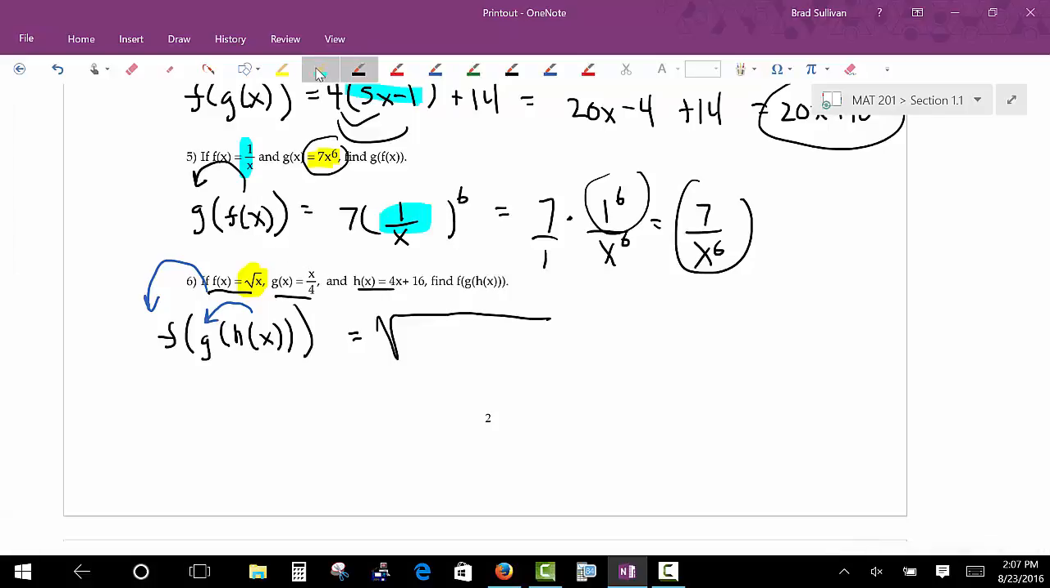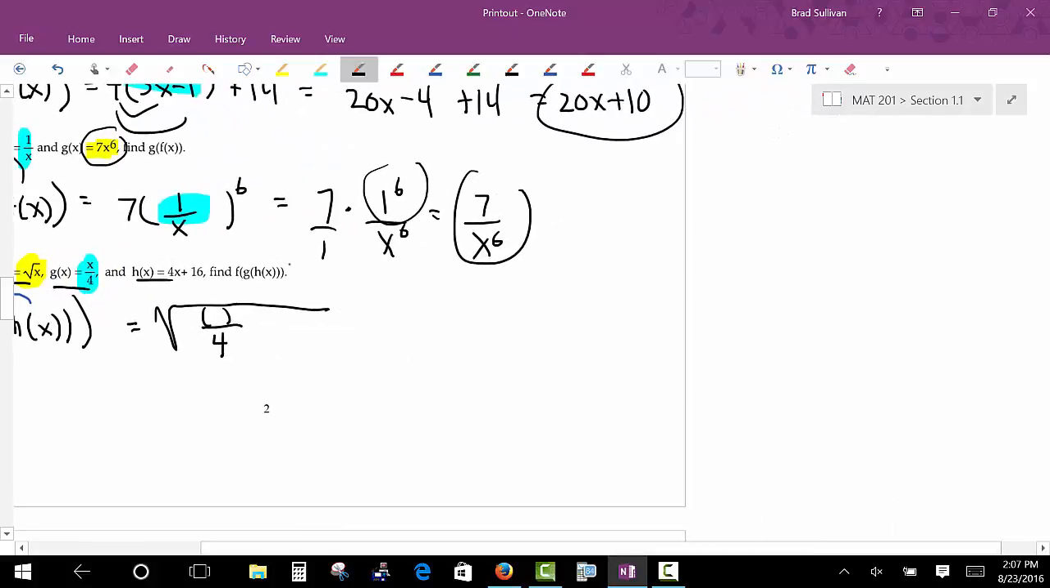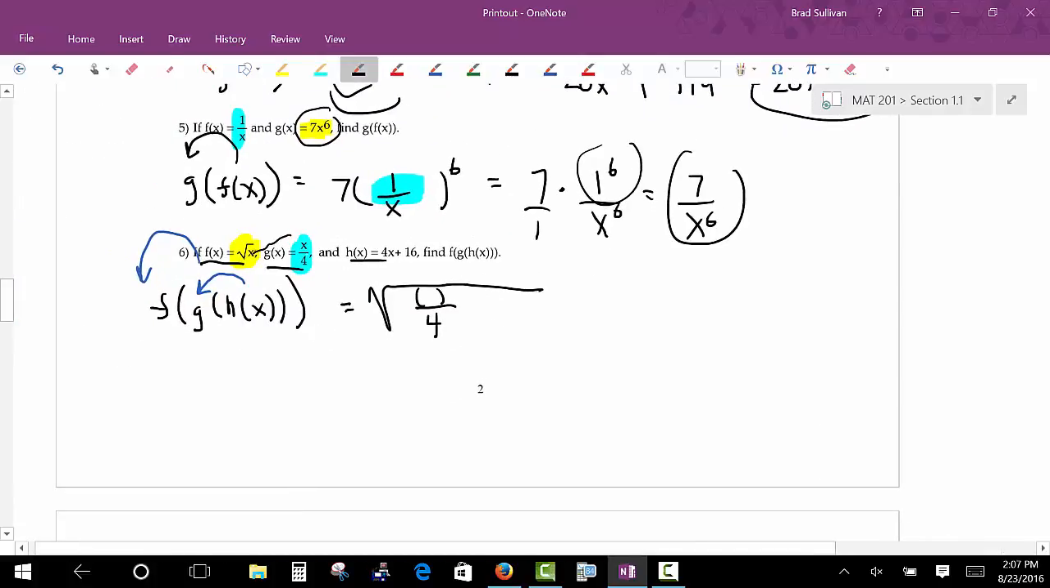Now what I'm going to do next is write down g, and g is something over 4. So I've plugged that in. I replaced x over 4 like that. Now the final thing is, what do I put in that parenthesis? The last function, 4x plus 16. So you want to write 4x plus 16 over 4. What I'm doing is plugging h into g, and then that result gets plugged into f. Does that make sense? Just substituting.